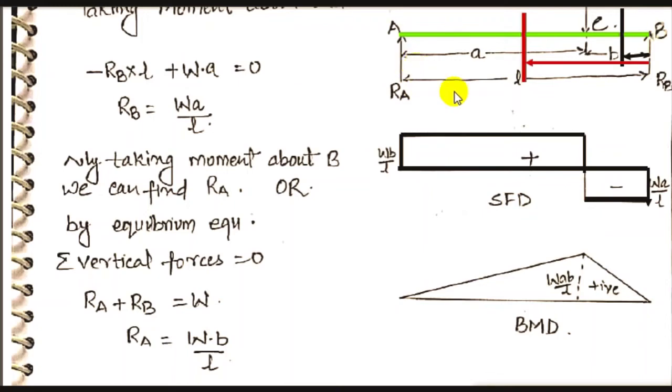Now moving to the bending moment diagram. What is bending moment? First of all, just consider the portion CB. On considering the portion CB, you will get RB cross X. The value of RB is WA by L, as we know, into X. So its value will increase linearly. From point B it is 0, and on increasing linearly it goes up to point C. Its value there is WAB by L.